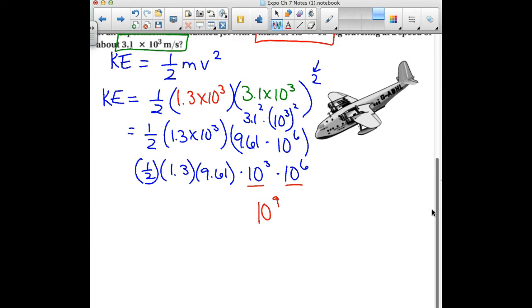Now let's grab a calculator. Let's take 1/2 or 0.5 times 1.3 times 9.61. We should end up with 6.2465 times 10 to the ninth.